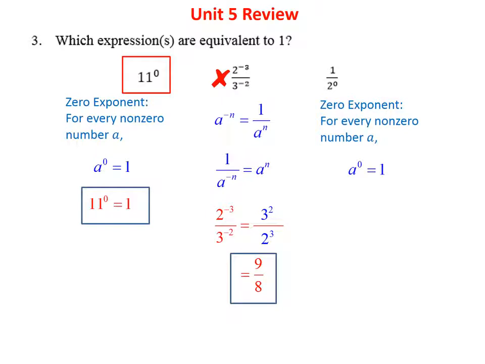Finally, we have 1 over 2 to the 0 power. Again, remember, any number to the 0 power is 1. So 2 to the 0 equals 1, and we get 1 over 1, which is 1. So again, this one works and is equivalent to 1.